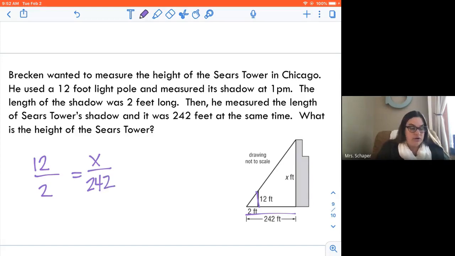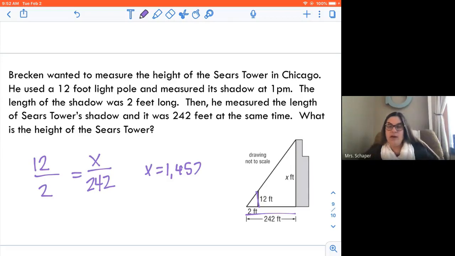And so what we're going to do, let me pull up my thing. So 242 times 12 divided by 2, x is equal to 1,452 feet. Okay, that's how tall it is.